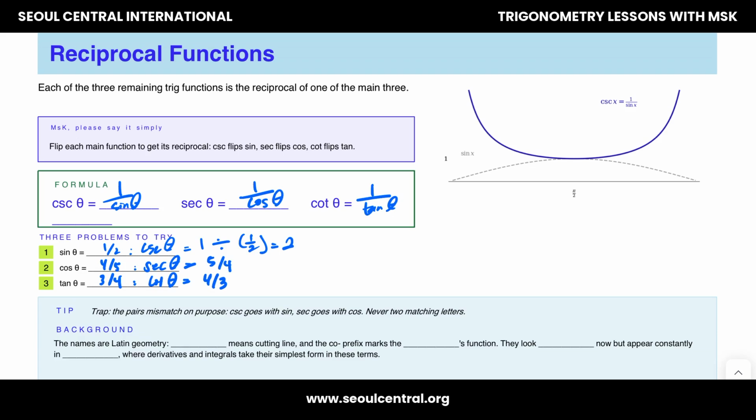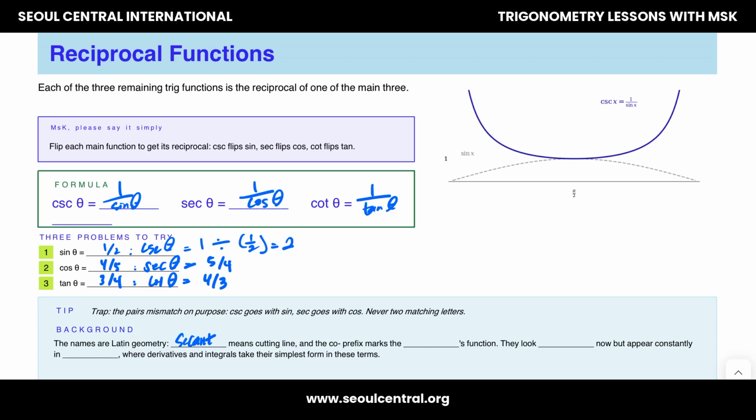The pairs mismatch on purpose. Cosecant goes with sine, secant goes with cosine. Never two matching letters, meaning sine and secant don't go together. The names are Latin geometry.